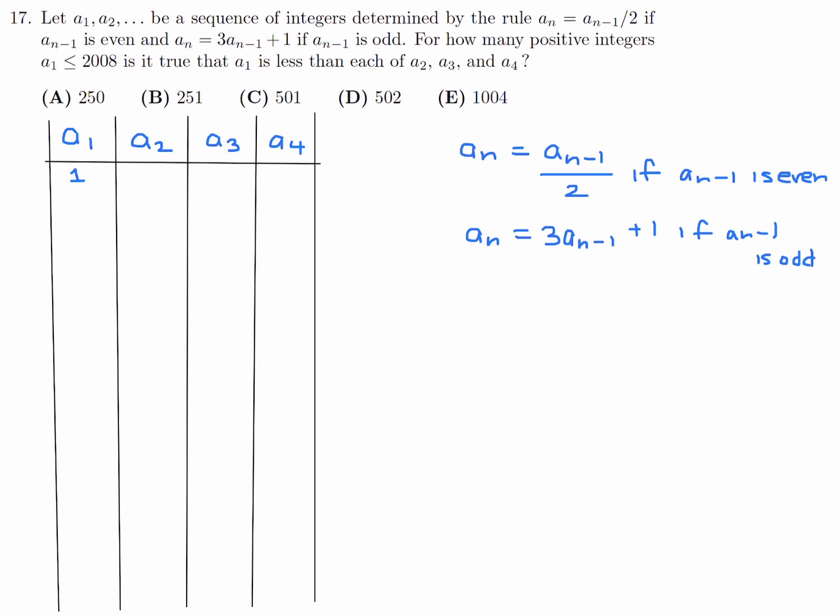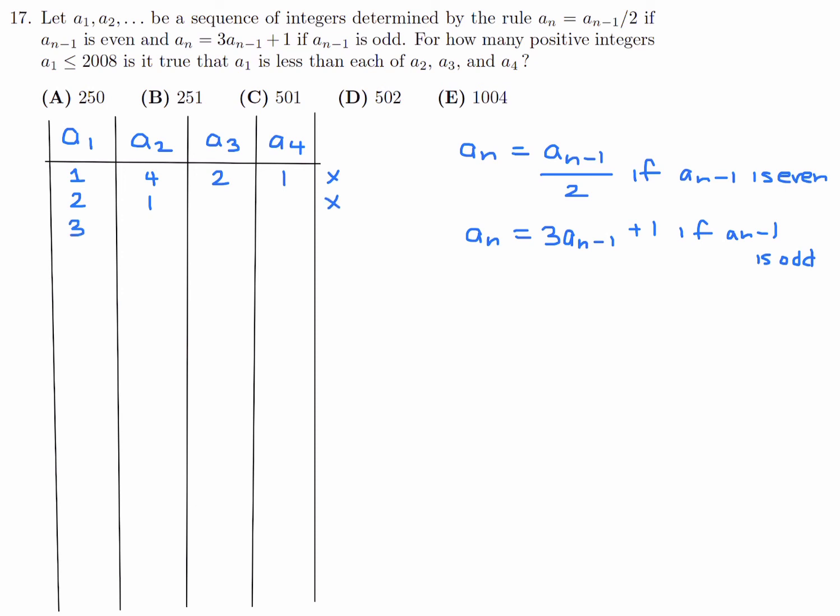Using these formulas right here: a1 is 1, so for a2, since a1 is odd, I get 4. Since that's even, I use this formula, and that gives me 2. And then since this is even, this gives me 1. Is this statement true? No, it's not. All right, so let's keep going. If it's 2, a2 is 1. Well, immediately I can stop because this statement is not going to be true. a1 is already greater than a2, right?